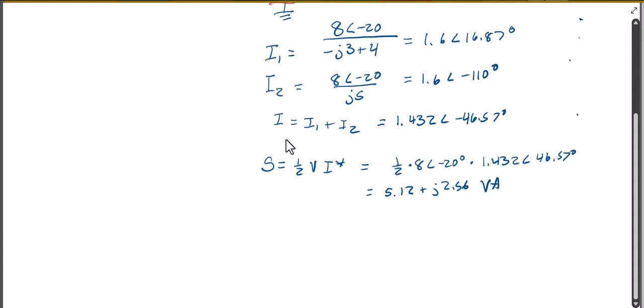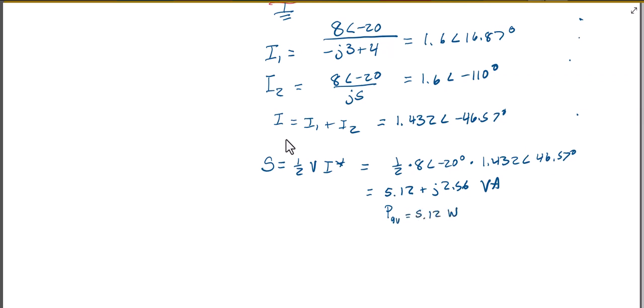Now if we wanted the real average power, that would be 5.12 watts, and the reactive power is 2.56 VAR.